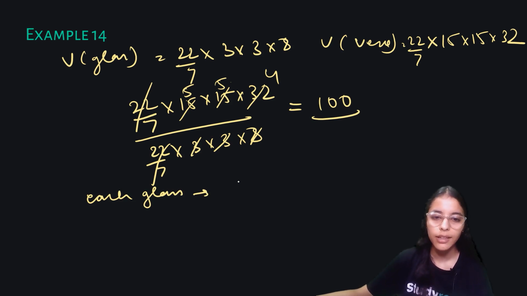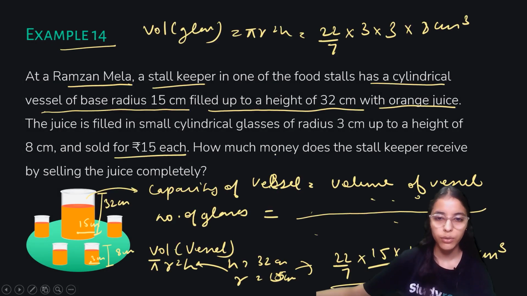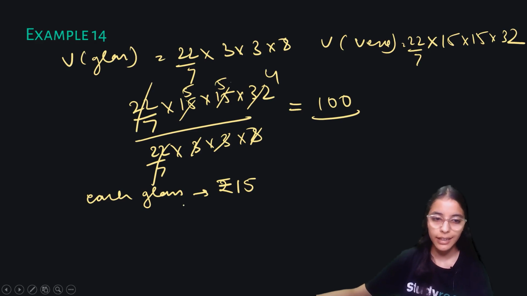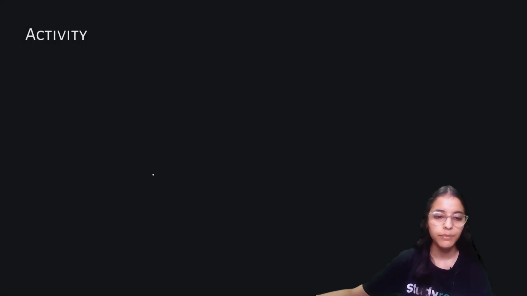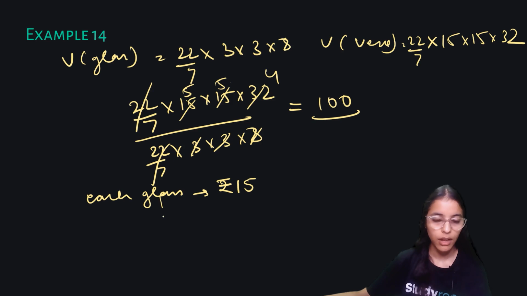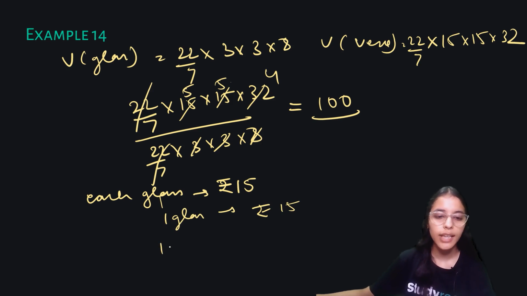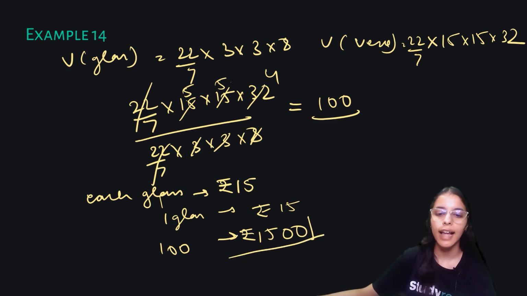Now each glass is sold at rupees 15, as it is written over here, that each glass is filled up with juice and sold for 15 rupees each. So for selling one glass, we get rupees 15. Now to sell 100 glasses, we'll get 1500 rupees. So this would be our final answer, the amount of money that the stall keeper will earn.